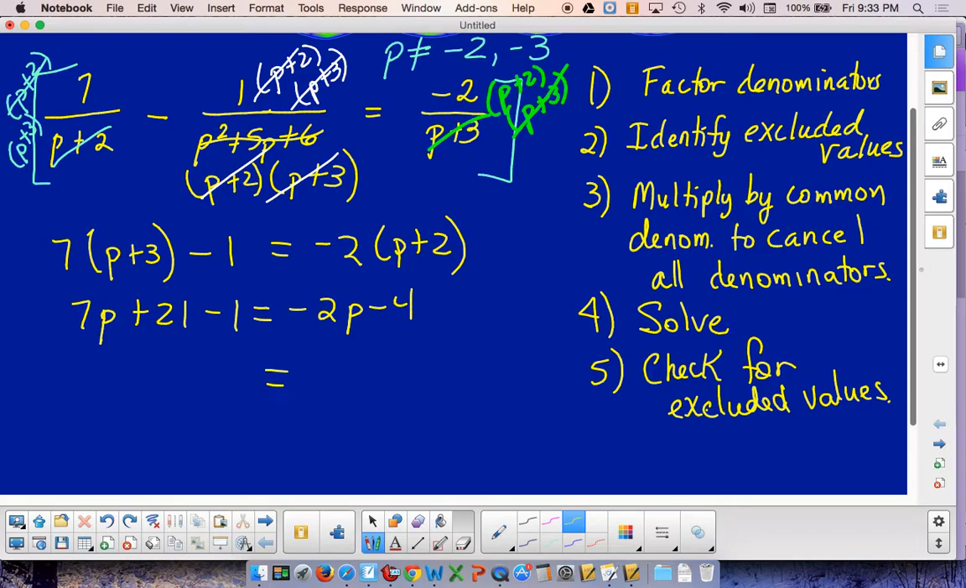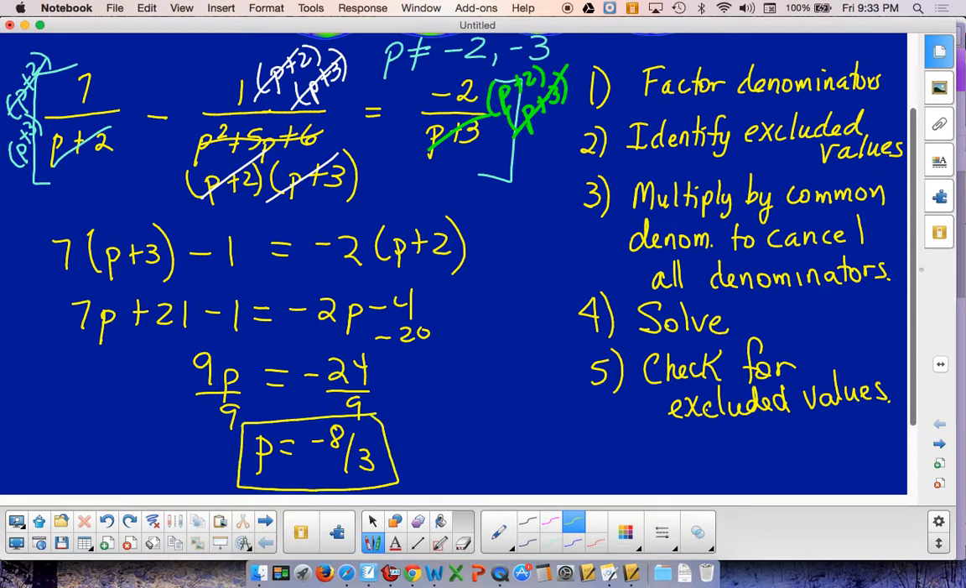If I combine all my p's, I'm going to move my p's to the left. That's going to make 9p's. On the right here, 21 minus 1 was 20, so I would be subtracting 20. That would give me negative 24. If I divide by 9, that will reduce by 3. I'd be down to negative 8/3 as a solution. Now, what also do I need to do before I can declare myself completely and totally done? Well, yes, I need to check, was that one of the excluded values? In this case, no, it was not. Our excluded values were negative 2 and negative 3. So that is our final solution, p equals negative 8/3.